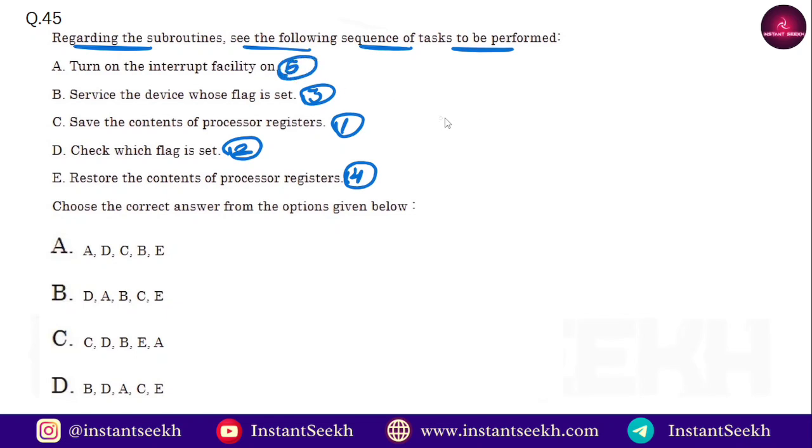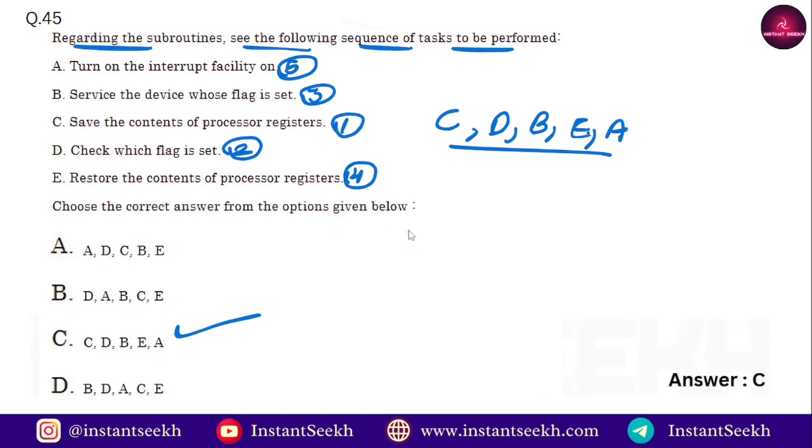So your correct sequence is first save the contents of the processor register, that is option C, then check which flag is set, that is option D. After that, service the device whose flag is set, that is option B. Then restore the contents of the processor register, that is option E. And at the last, turn on the interrupt facility again, that is option A. So your correct sequence pattern will be C, D, B, E, A, that is, option number C will be your correct answer for this particular question. Let's move on to the next.